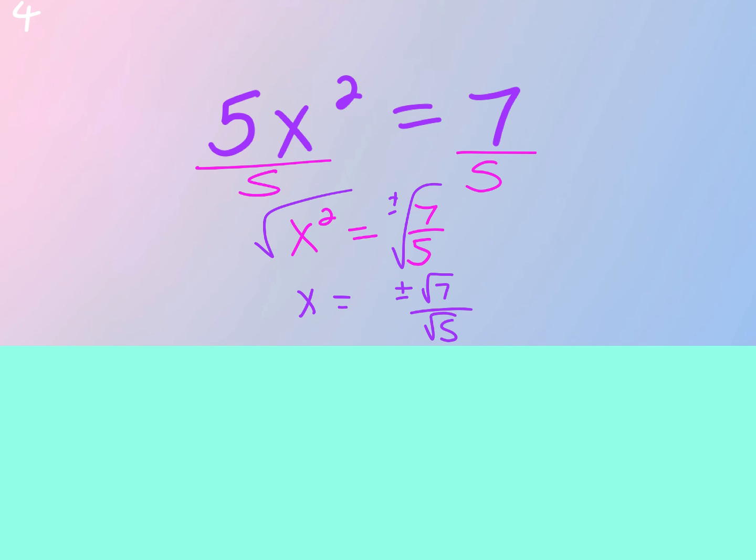Can it stay like that? What do you got to do? Yes, you have to rationalize, right? Multiply by square root 5, and I'd get plus and minus square root 35 over 5, which does not go into that. You have to leave it as it is.